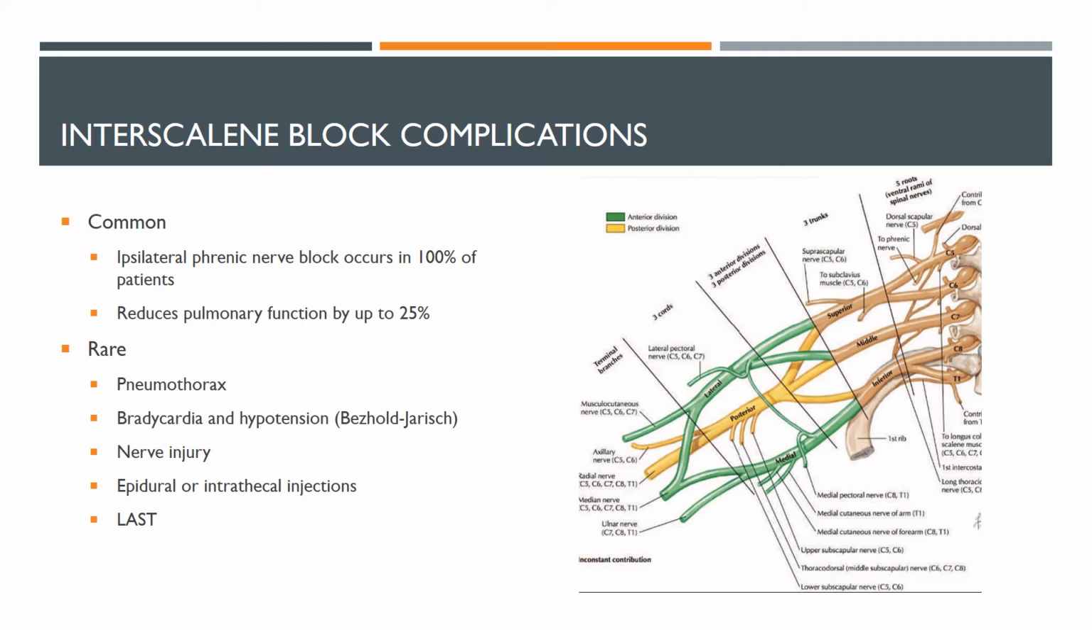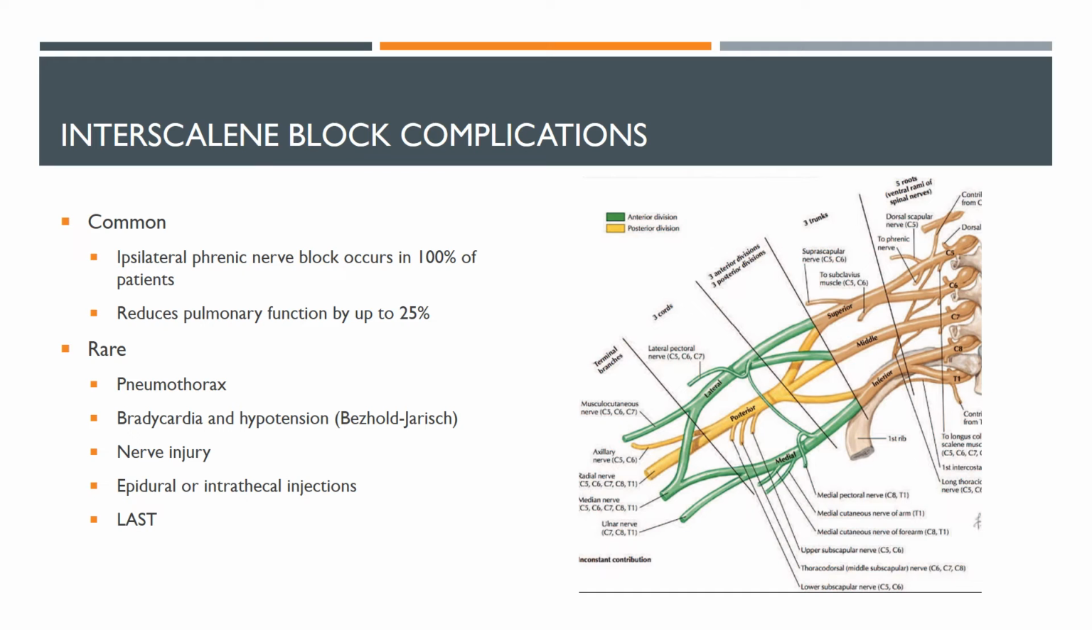So, in keeping with the interscalene block, we'll talk here about complications of the block. There are both common and rare complications that come with the interscalene block. The most common complication is that in nearly every patient, the phrenic nerve is blocked, as the phrenic nerve contains inputs from C3 through C5. Therefore, in patients with significant lung injury, it's important to think twice before performing this block, because total pulmonary function can be reduced significantly, and those who are unable to make up for that reduction in pulmonary function may struggle.